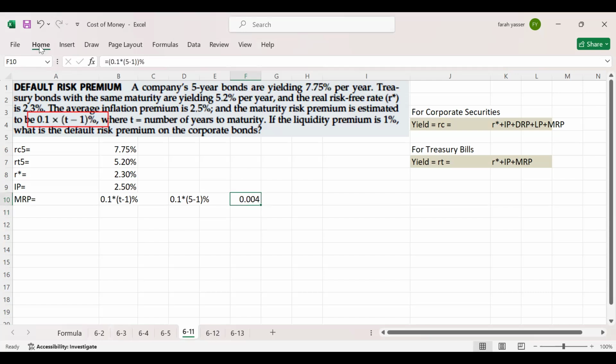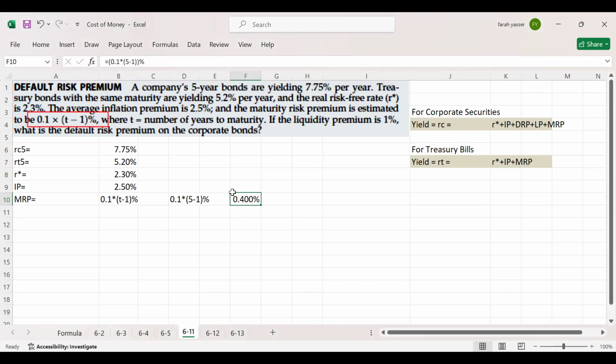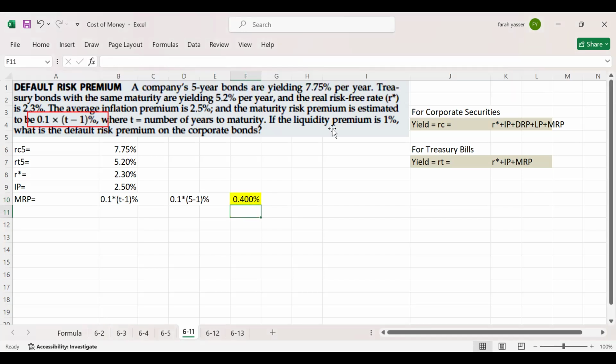So this is the answer. MRP is basically 0.4. We have calculated MRP. But this is not the requirement. The other is liquidity premium. LP is given. How much is the liquidity premium? 1%. It is given.